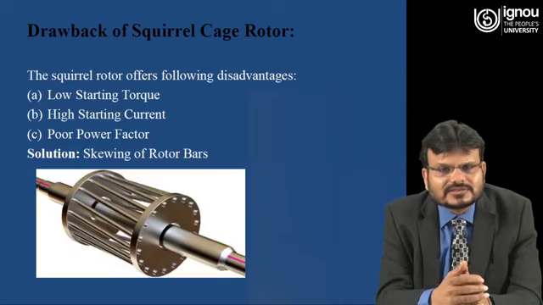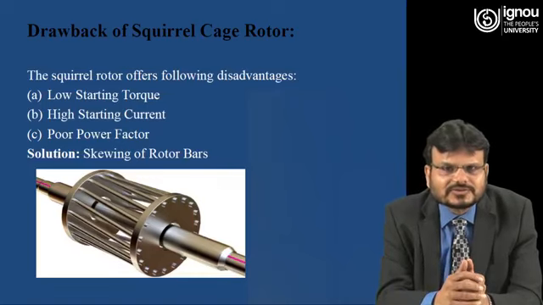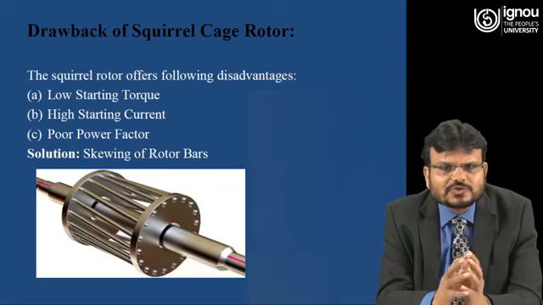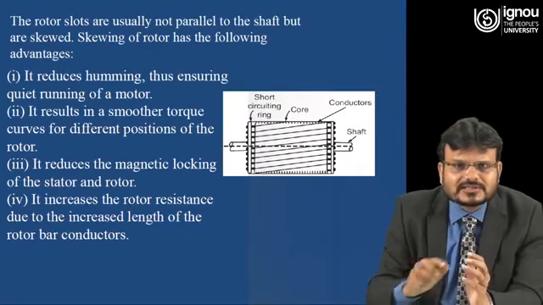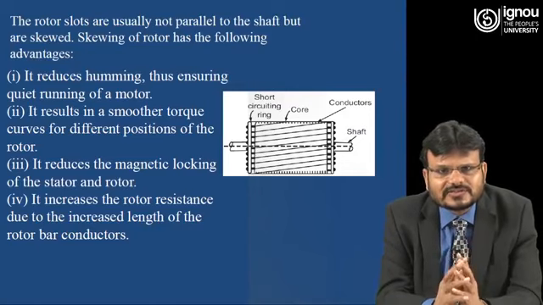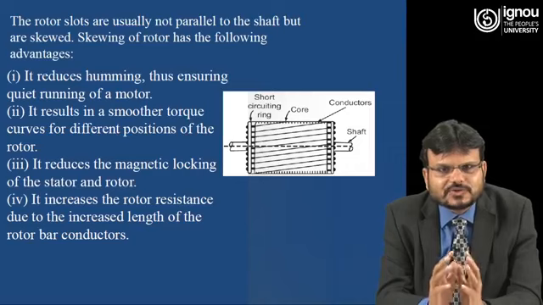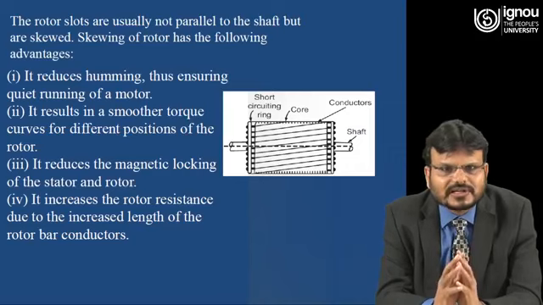Now the question arises how you can overcome this disadvantage of the squirrel cage rotor. The solution is skewing of the rotor bar. How is skewing useful? It can be discussed here. The rotor slots are usually not parallel to the shaft but are skewed. Skewing of the rotor has the following advantages.